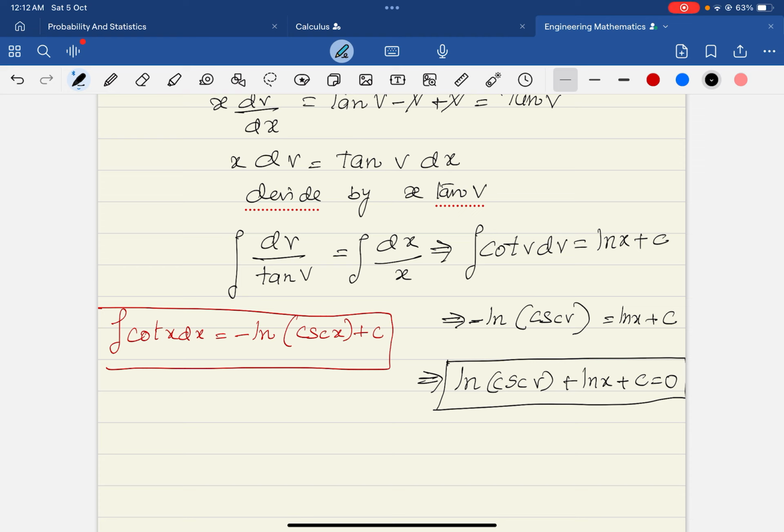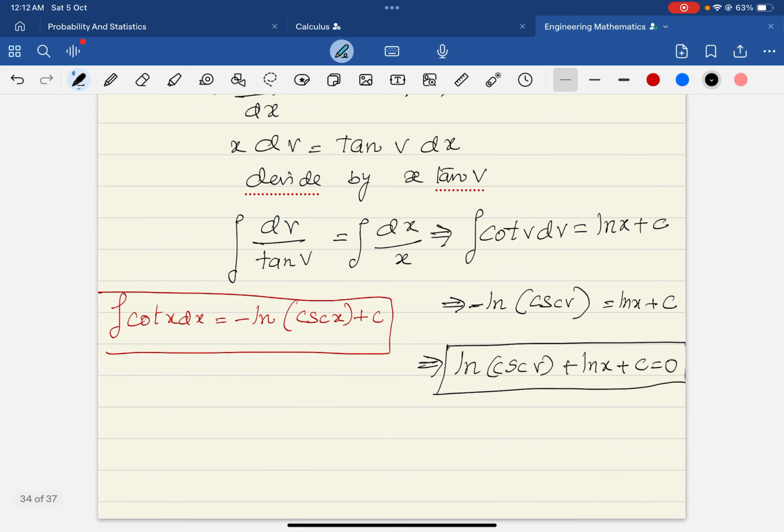So I hope it is clear. First substitute y is equal to vx and then find out dy by dx, and then substitute y is equal to vx, then see what happens. So you can see that and then get the solution. I hope it is clear to all of you. So in the same way you can do some more problems of this type.